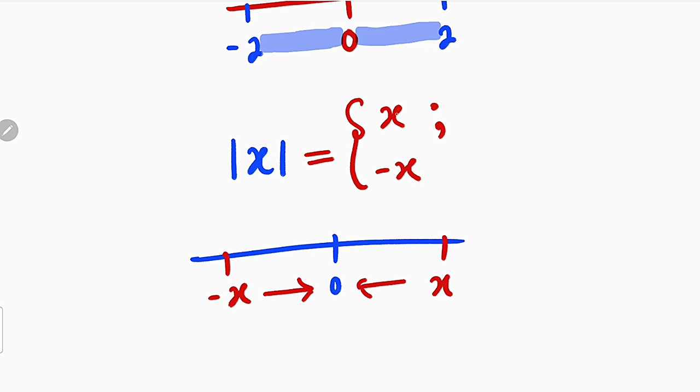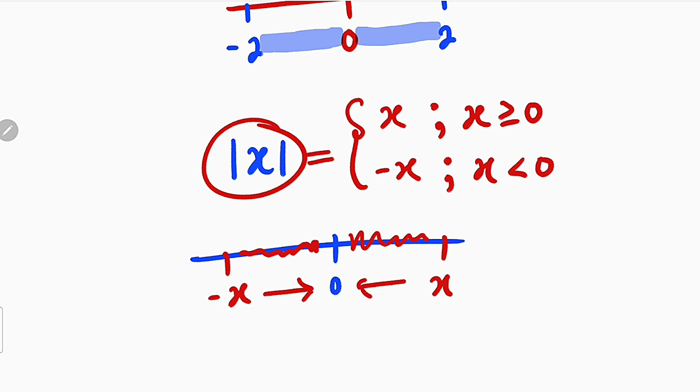Under a condition, it is positive x if and only if x is greater or equal to 0, because you can see that all these values to the right hand side of 0 are all greater or equal to 0. And it can be negative x if x values are less than 0. You can see that all these values towards negative x are all less than 0, right? So this is how you can represent an absolute value of x piecewise.